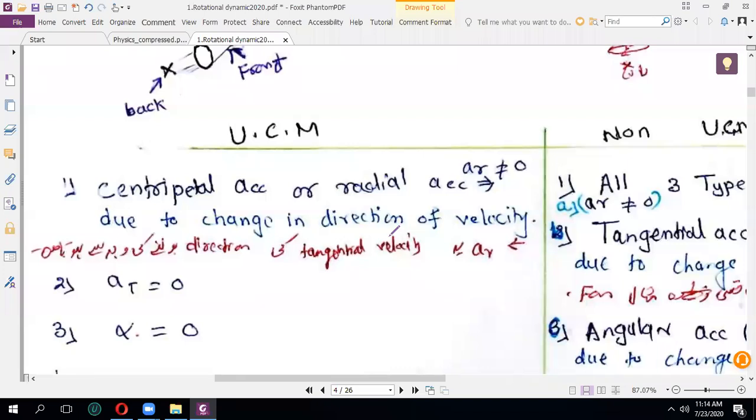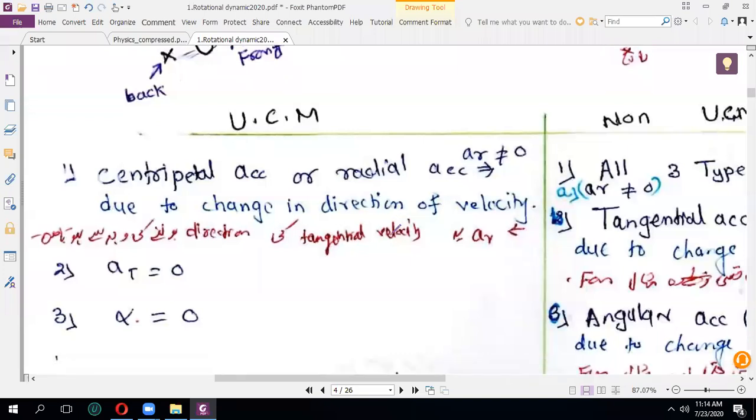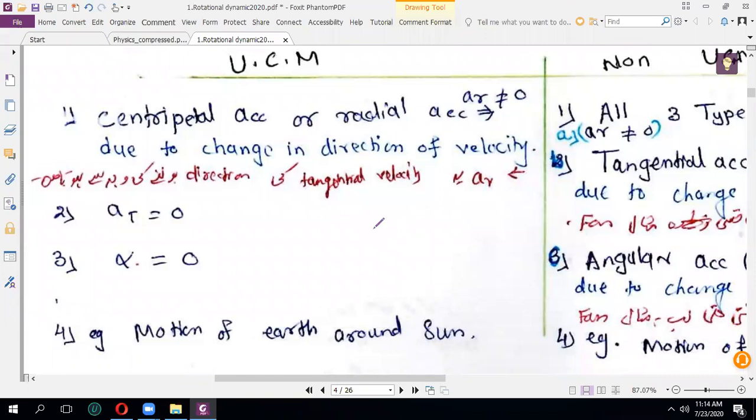Now we understand the exact meaning of UCM and non-UCM. UCM means uniform circular motion. The opposite of UCM is non-uniform circular motion. In uniform circular motion, centripetal acceleration is there, which is also called radial acceleration. In non-uniform circular motion, the radial acceleration is not constant. At each place the radial acceleration changes. Why? Due to the change in direction of the velocity, the acceleration is changing.